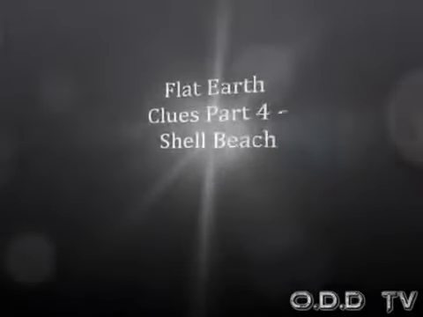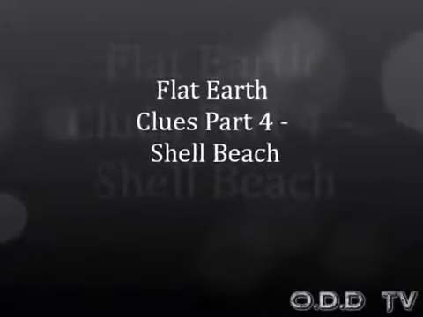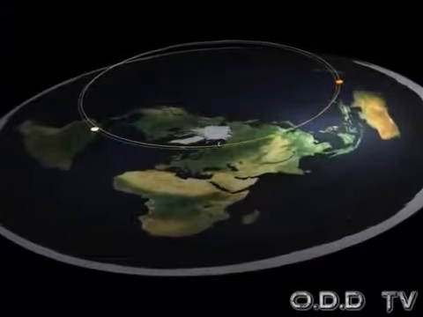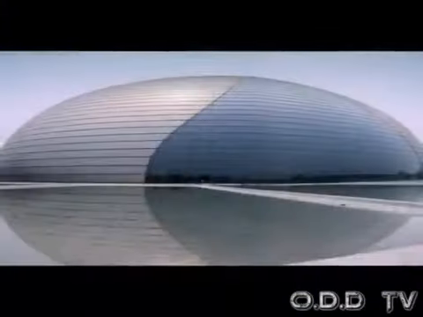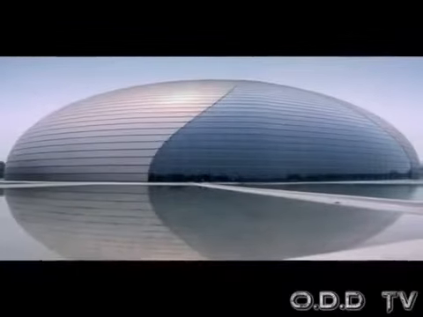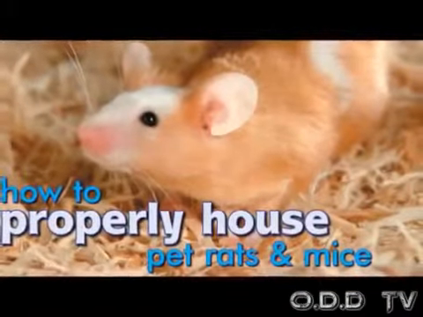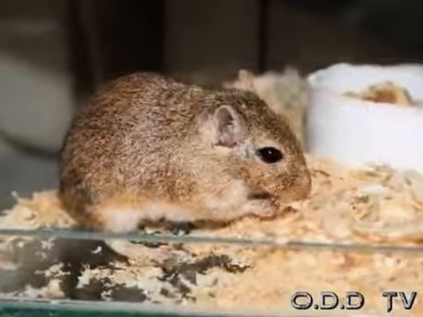Flat Earth Clues, Part 4, Shell Beach. This clue covers the near-perfect design of the Flat Earth model, and will break down some of the logic behind the decisions made. It sounds like a big task, and it is, but to start, let's look at something small, like this little guy. Take an ordinary mouse and put it into a glass cage.